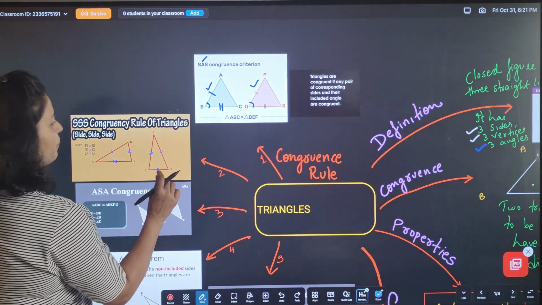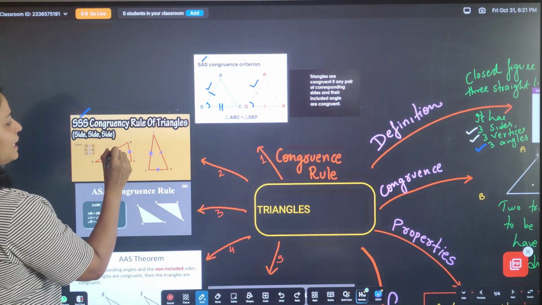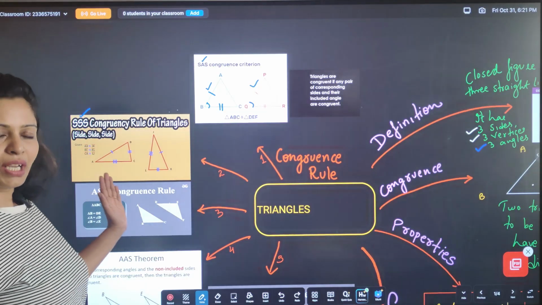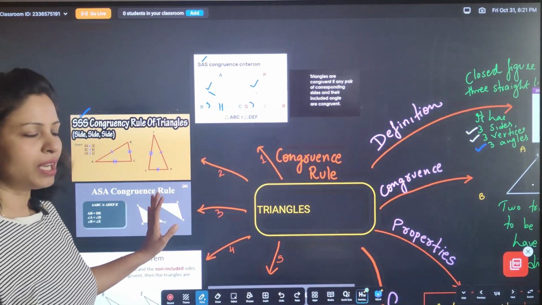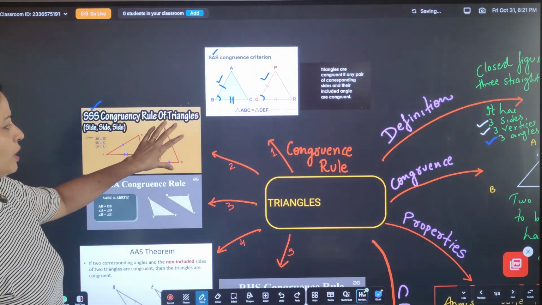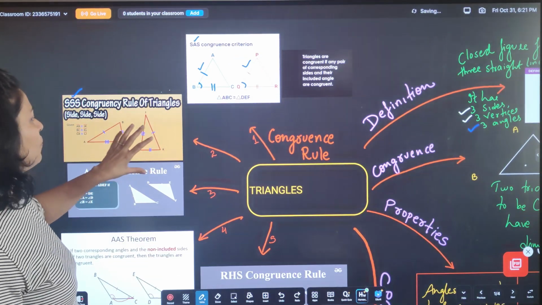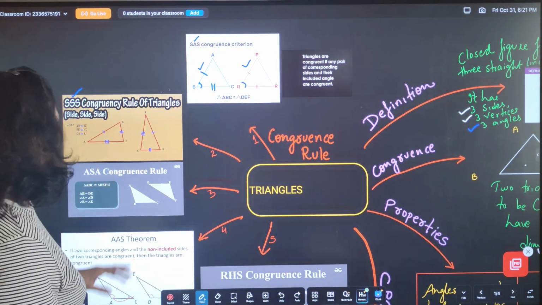Then the congruence rule 2 was SSS, where the three sides of one triangle are equal to the corresponding three sides of another triangle. So three sides of this triangle are equal to three sides of this triangle. So we can say the triangles are congruent by the SSS rule.